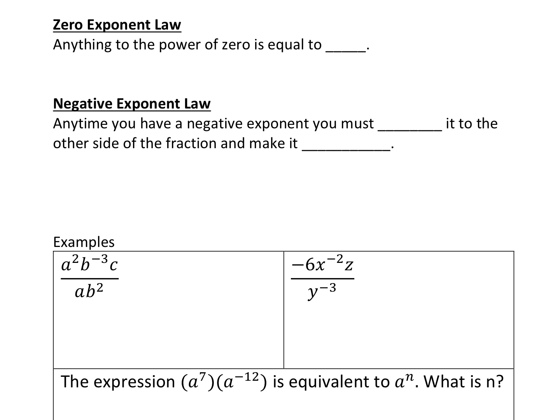When we're looking at this, first thing is the 0 exponent law. Again, this one is not on our formula chart, but anything to the power of 0 is equal to 1, right? Anything to the 0 power is 1. And a negative exponent, anytime we have a negative exponent, we must flip it to the other side of the fraction and make it a positive.